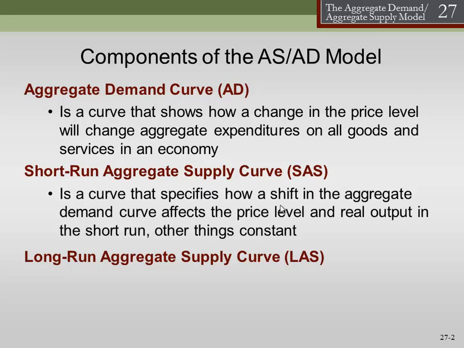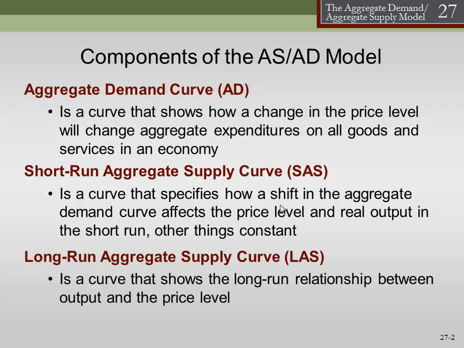Short-run aggregate supply is a curve that specifies how shifts in the aggregate demand curve affect price level and real output in the short run, all other things held constant. So we want to see how the short-run interactions between aggregate demand and overall supply in the economy will affect price level and output.